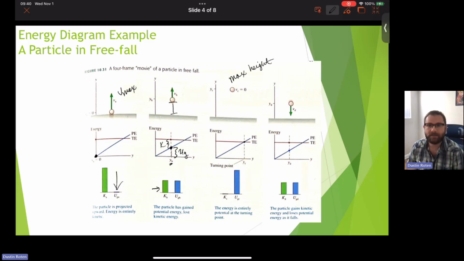Okay, so by the time we get to this fourth frame, we see that it's actually reached its maximum height. We don't know what that maximum height is since we don't have any numbers to plug in, but we can still conceptualize this. So here at its maximum height, you'll notice the velocity is 0. And anytime a velocity is 0, that means there's no kinetic energy. Okay, we can see that in the bar plot. So here's that turning point.